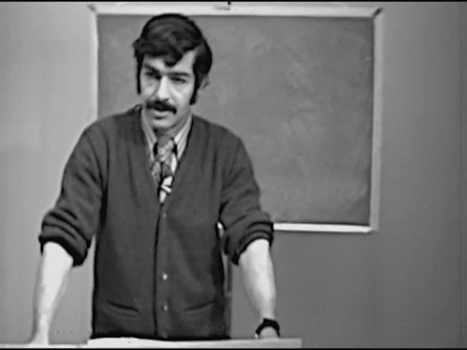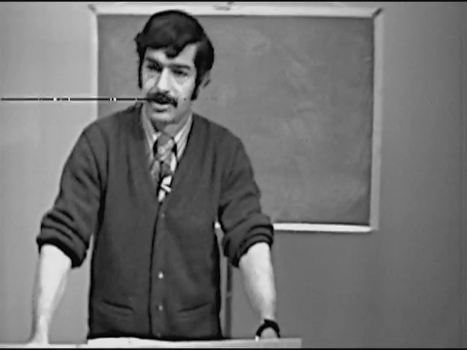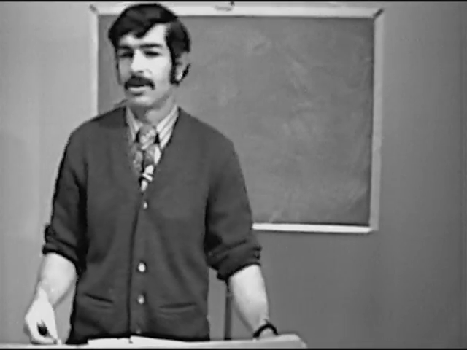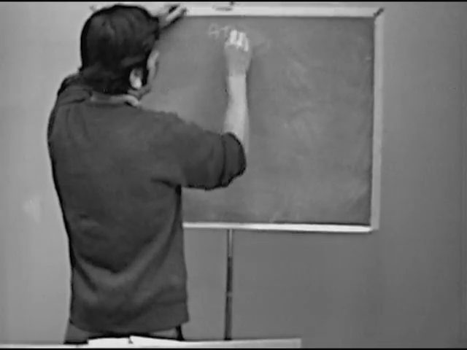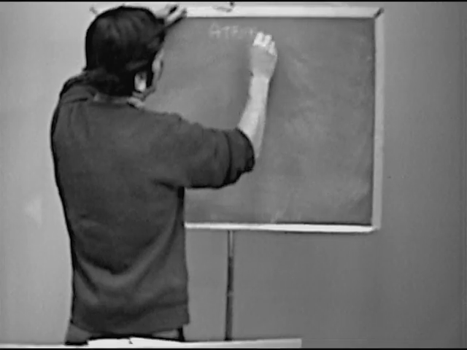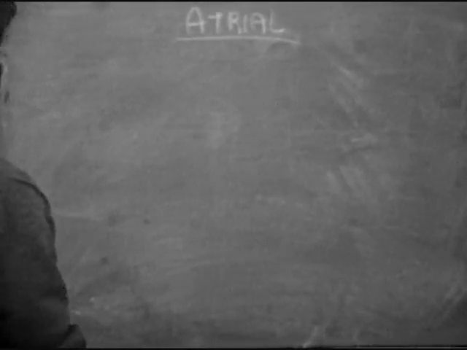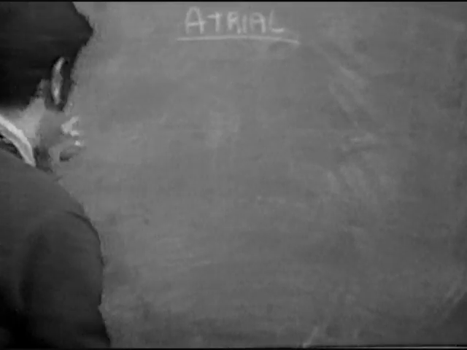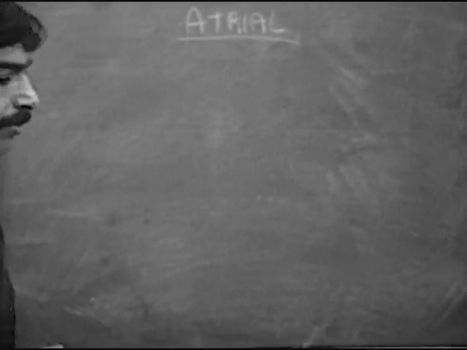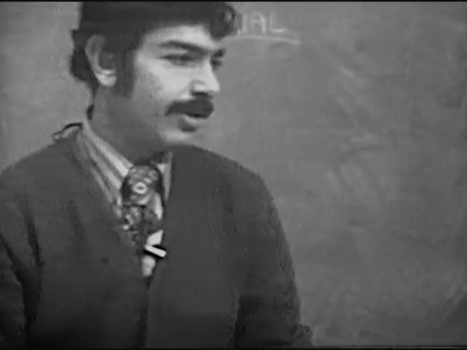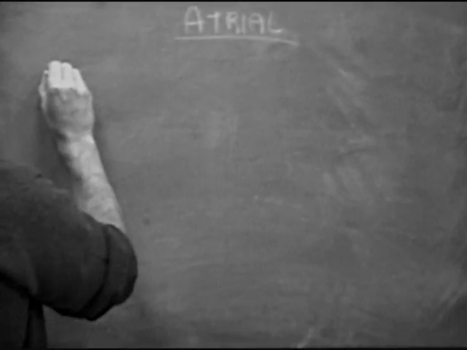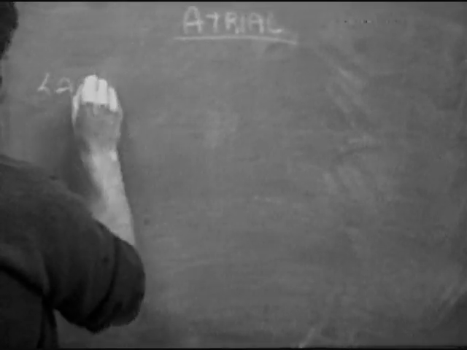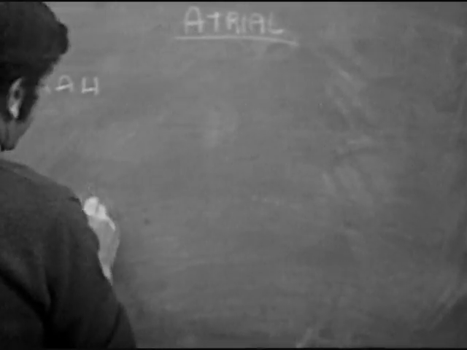All right, well, today we're going to be talking about hypertrophy. So first, let's start off with atrial hypertrophy. Okay, well, when you're dealing with atrial hypertrophy, you want to look at what the P wave is like. So we have left atrial hypertrophy, and we have right atrial hypertrophy.